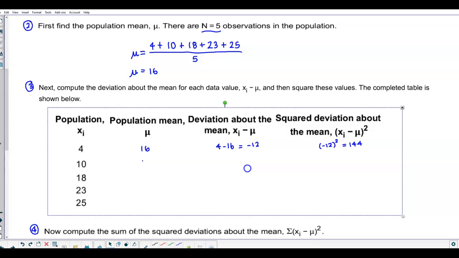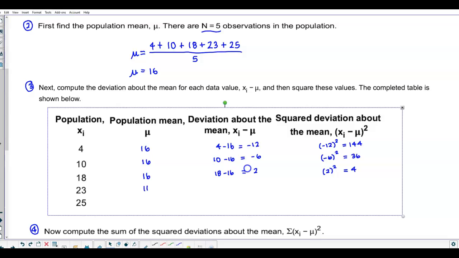And then again, we know that our population mean is 16. So we're going to take our data value 10, subtract 16 to get negative 6. And so we take negative 6 and square that to get positive 36. And then again, our population mean is 16. So we're going to take 18, subtract 16 to get the value of 2. We're going to take 2 and square it to get the value of 4.